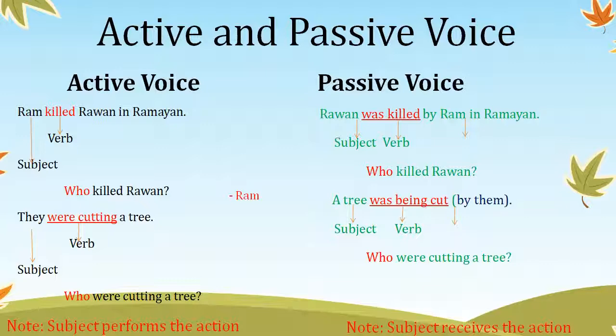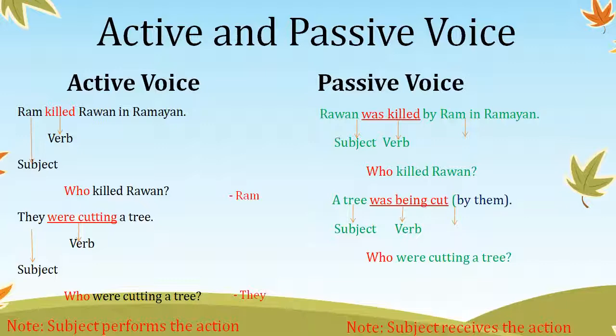They were cutting a tree. What is the verb? Were cutting. Were cutting a tree. The doer is they. So we have to understand that Ram and they are the subjects in the sentences. And down here you can see that the subject performs the action. The subject is doing the action. That is why it is known as the active voice. I hope that it is not difficult for you to understand.